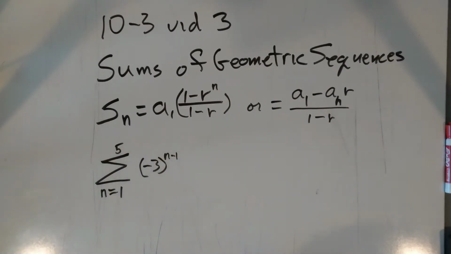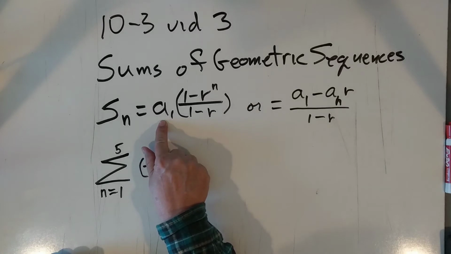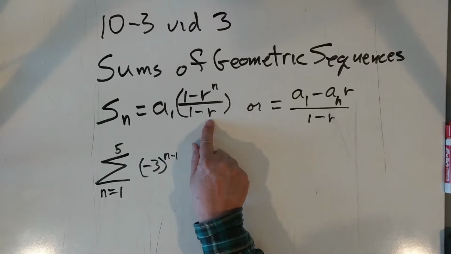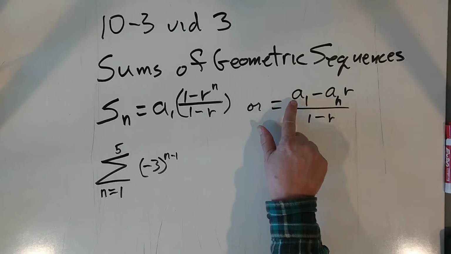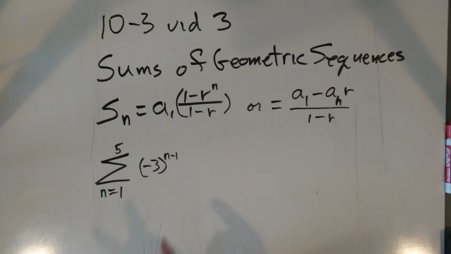There are two formulas for finding the sums of geometric sequences. The first one, we need to know only the first term and the common ratio. The other one, we have to know the first term, the last term, and the common ratio. To do this one, I'm going to use this last formula.